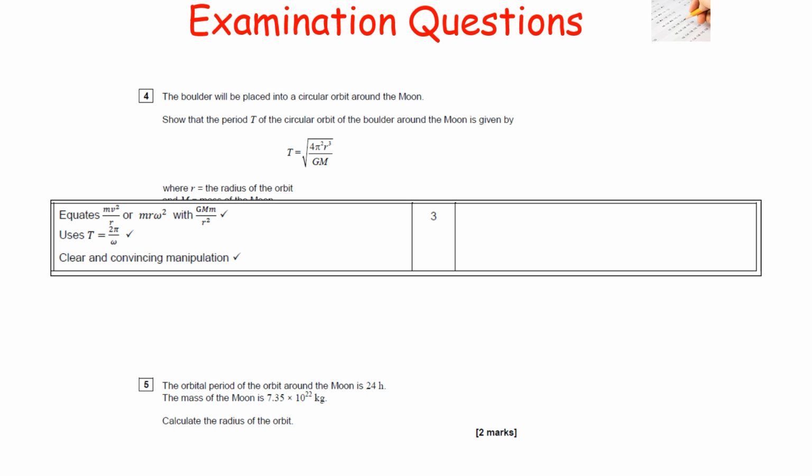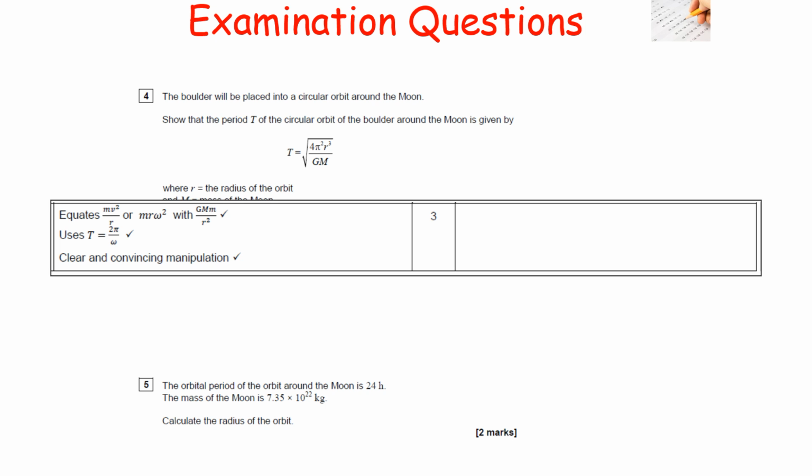We might think, where has T come from? Well, we've got omega in our equation, and we know that omega is equal to 2 pi over T. That's an equation you've got to remember. Angular velocity is the change in angle, which is going to be 2 pi radians, over the time of one orbit, and then we can rearrange and make T the subject.